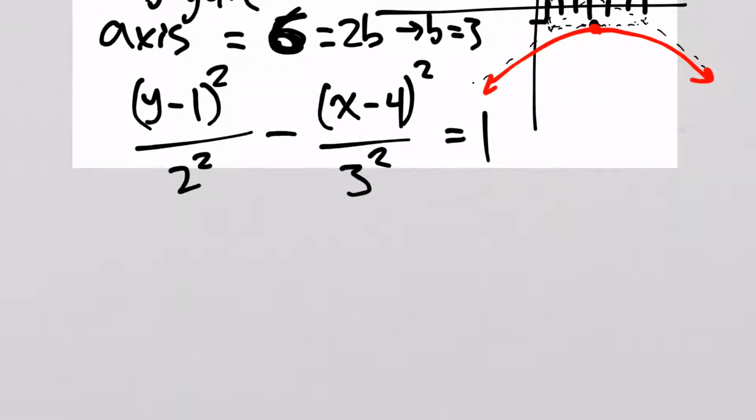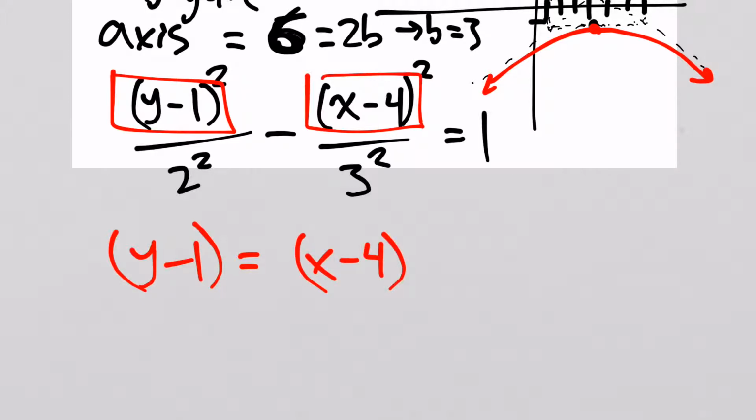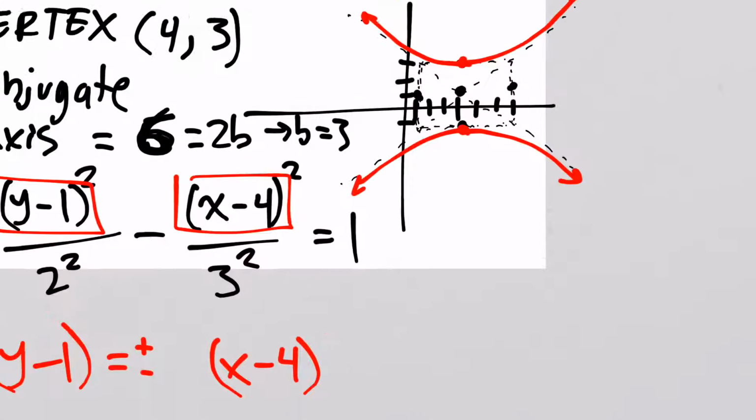Okay, well, let's look how quick and painless it is to get the equation of the asymptotes from the equation of the graph. Okay, let's steal this bit right there. y minus 1 equals, let's steal this bit as well, x minus 4. So now all I need is plus or minus my slope. So plus or minus, what is the slope?